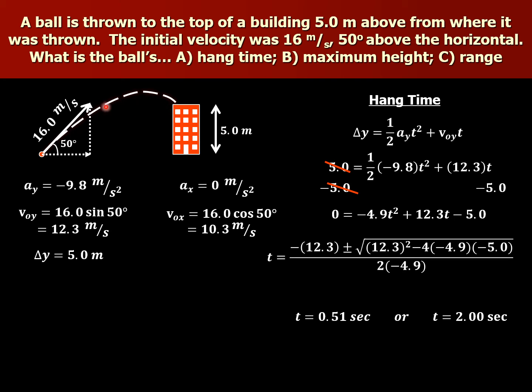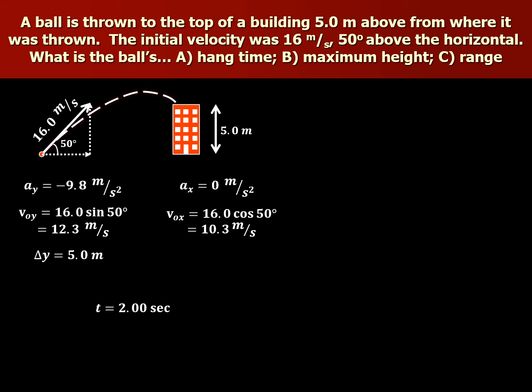5 meters above the ground, this is going to be at 0.51 seconds. This one over here is going to be at 2 seconds. So 2 seconds is actually the one that we want based on our diagram. There's nothing in the problem that says we're talking about the time when it's coming back down as opposed to the one going up, but the diagram is what indicates that. Alright, so our time is 2 seconds.